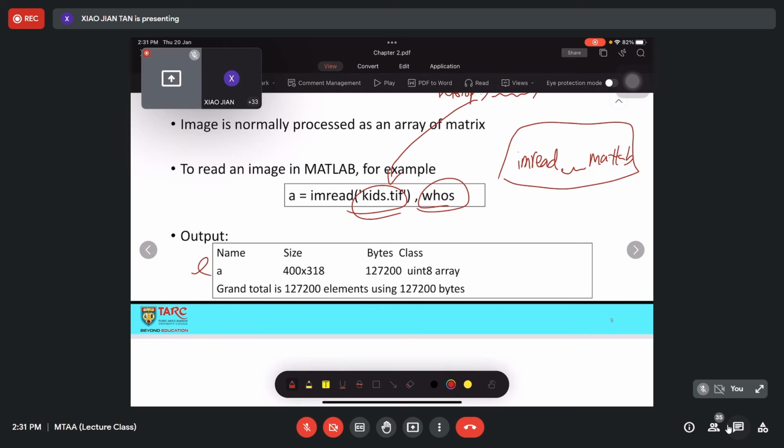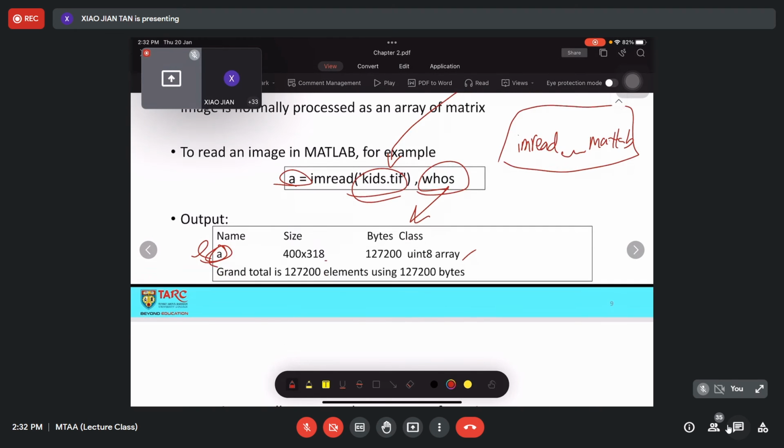As I mentioned before, WOS is meant to give you brief information regarding the image. Basically, why is it A? Because you declared it as A. If you declare it as B or C or D, whatever, it will show over here. It also shows the size, the bytes, the class, and the grand total, how many elements using how many bytes.